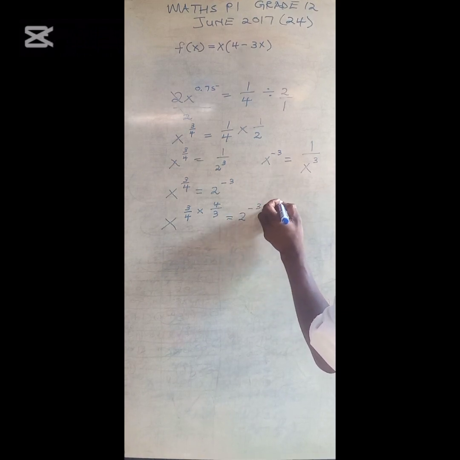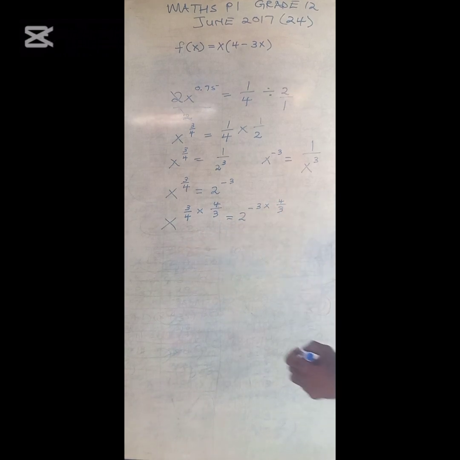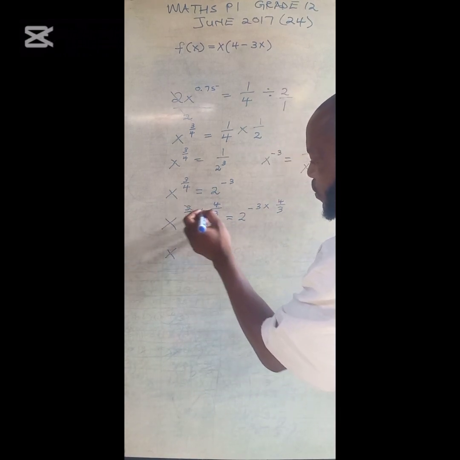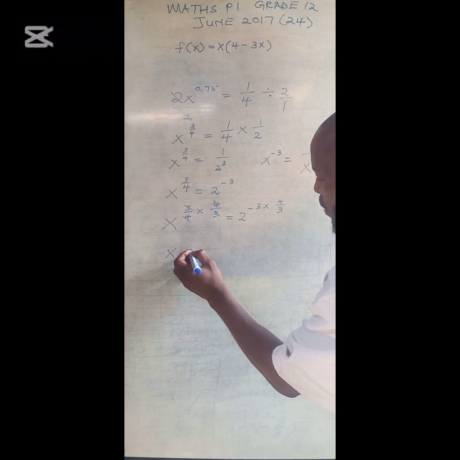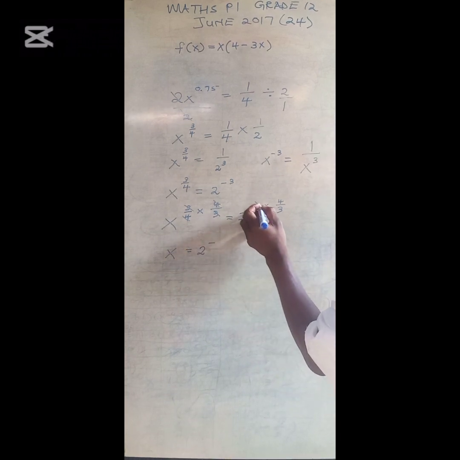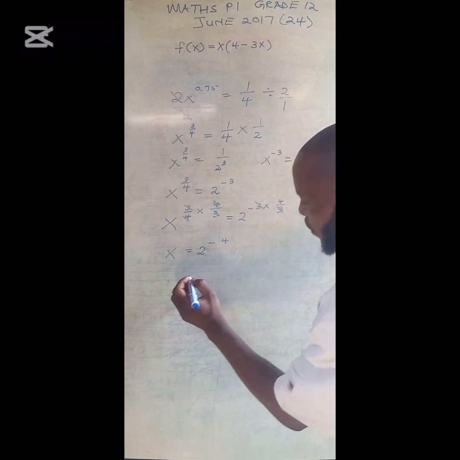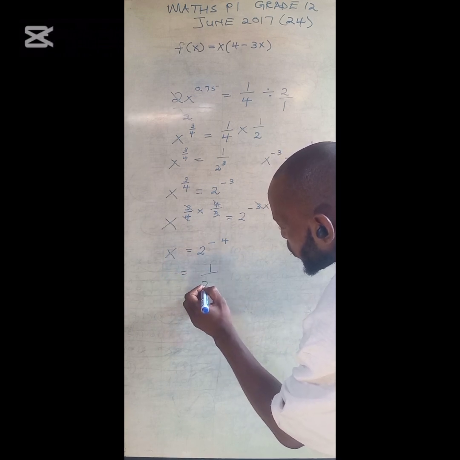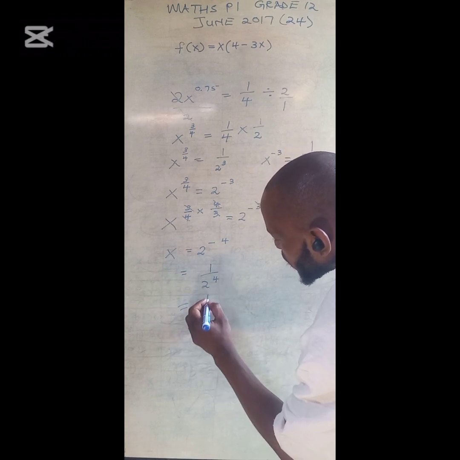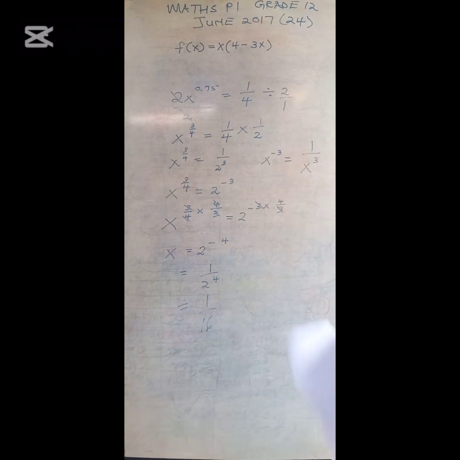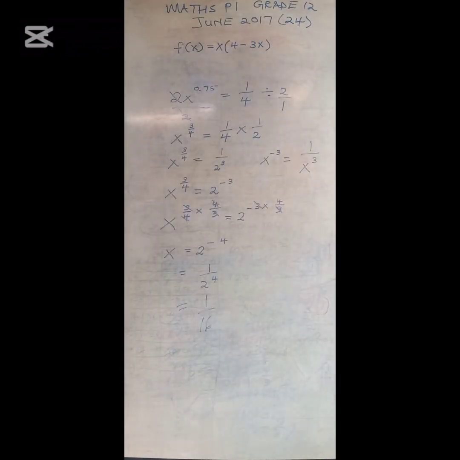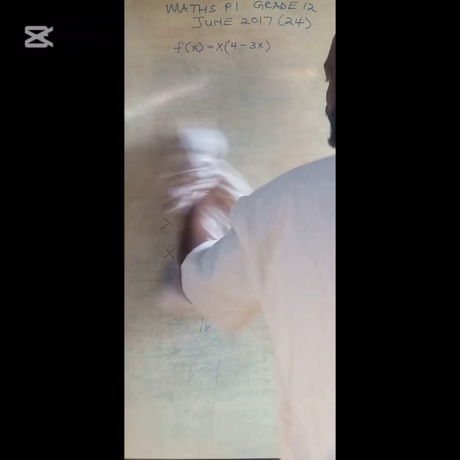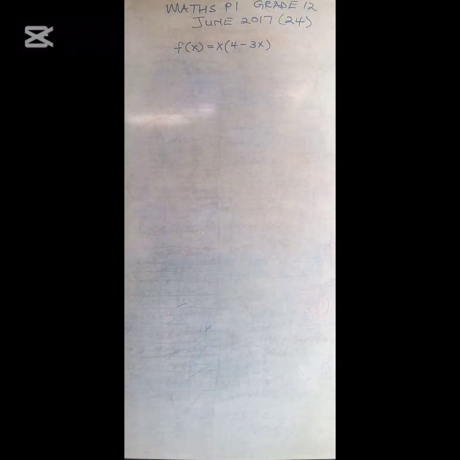Whatever you do on the left-hand side, you also do on the right-hand side. So x is equal to 2 to the negative, this goes with this, negative 4. And then this is the same as 1 over 2 to the exponent 4. This is the same as 1 over 16, right? We're good? The next question.